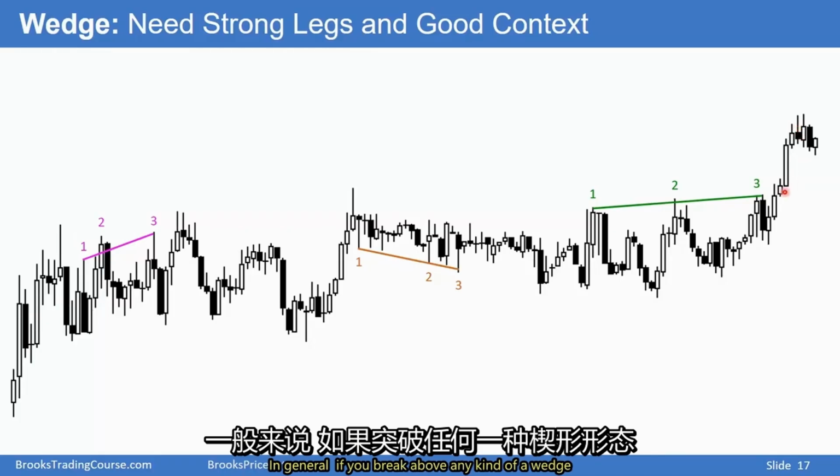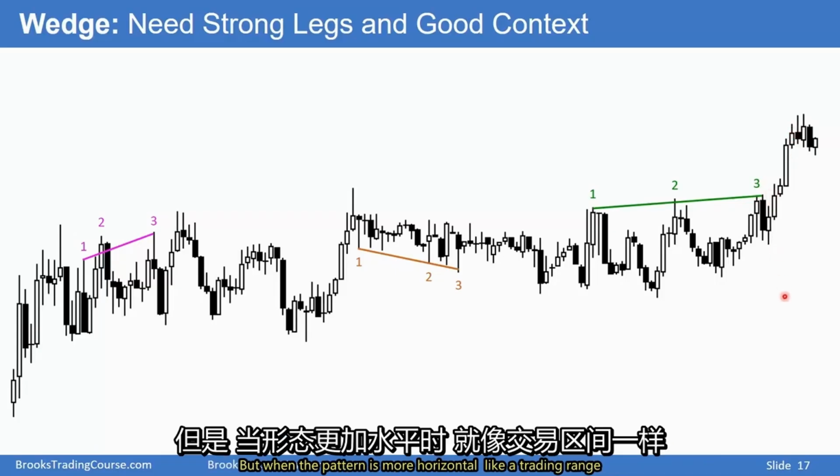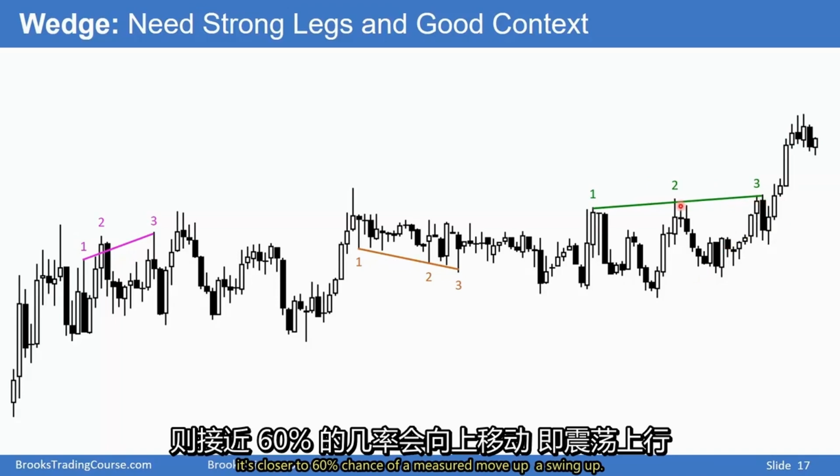In general, if you break above any kind of a wedge, 50-50 chance you get a swing up, 50-50 chance you get a reversal down. But when the pattern is more horizontal, like a trading range, and you get a small breakout of a small breakout, it's closer to 60% chance of a measured move up, a swing up.